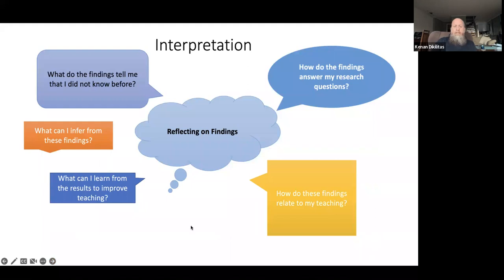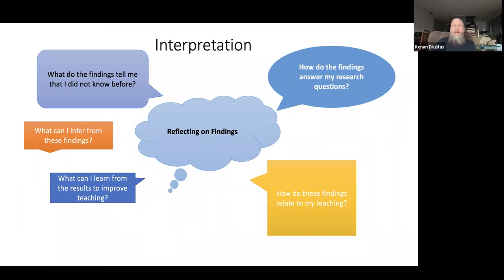So in general, I think you should ask yourself these questions if you want a guide, just to reflect on the findings as we've been discussing. What do the findings tell me that I didn't know before? Okay, I didn't know that the students like this and that, or they had a tendency to do these things. So you need to show what I didn't know without this analysis, without this finding.